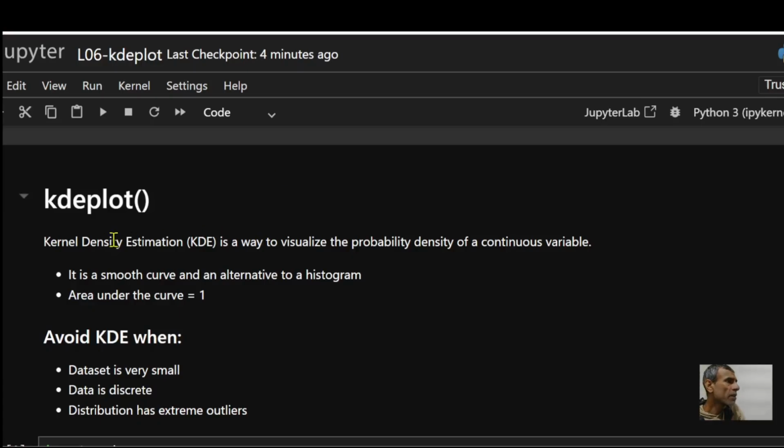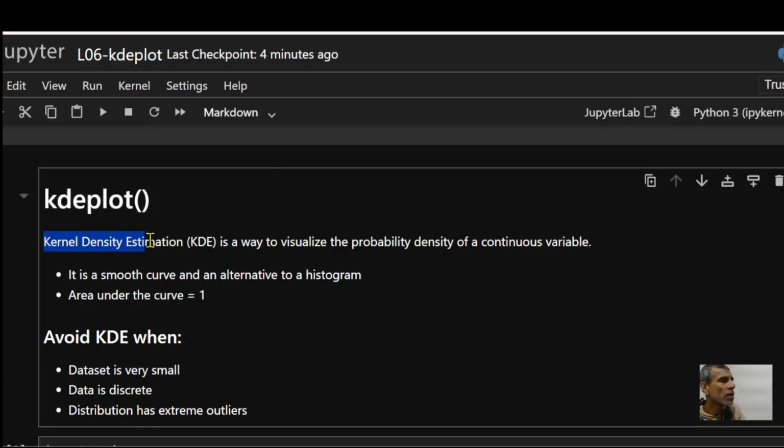So KDE stands for kernel density estimation. And you use KDE plot when you want to visualize the probability density of a continuous variable. Now, KDE plot is a smooth curve, and this is an alternative to your histplot, your histogram plot.